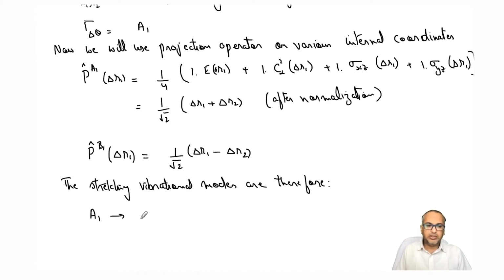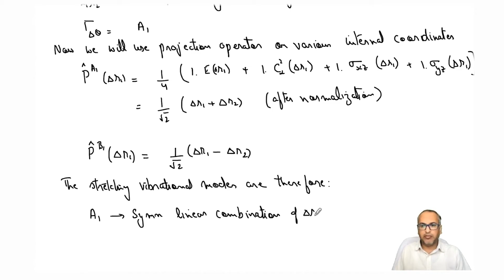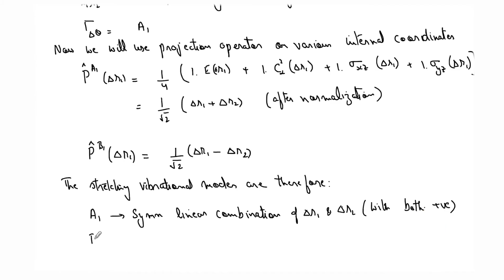So A1 means it's a symmetric linear combination of delta R1 and delta R2, right? Because both are positive, we have delta R1 positive and delta R2 positive. Now what is B1? B1 is an antisymmetric linear combination of delta R1 and delta R2, where one is positive and the other is negative.